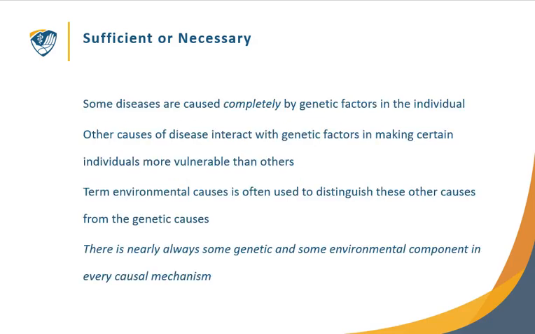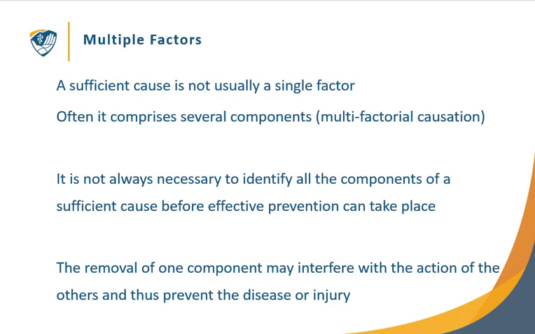Now, some diseases are caused completely by genetic factors in the individual. Other causes of disease interact with genetic factors in making certain individuals more vulnerable than others. The term environmental causes is often used to distinguish these other causes from the genetic causes. There is nearly always, though, some genetic and some environmental component in every causal mechanism. A sufficient cause is not usually a single factor. Often it comprises several components.